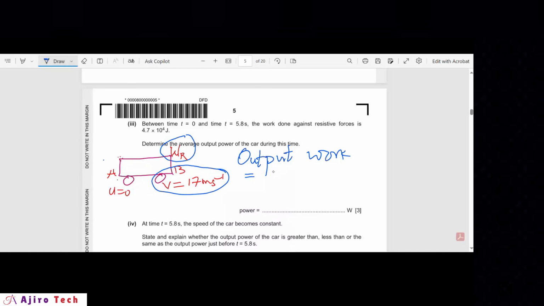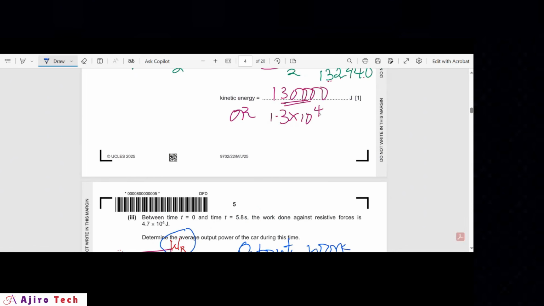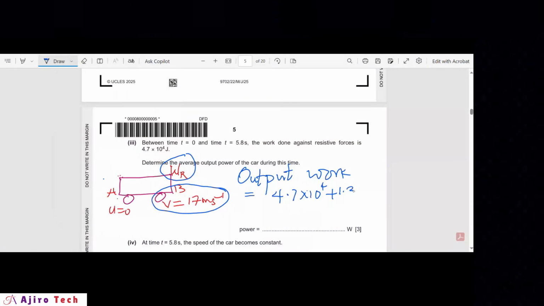So that will give me, and this is given already, 1.7 exponential 4 plus work done by kinetic energy, which has been calculated as 1, 2, 3, 4, 5, so 5 exponential 5. It's not that a must, you can leave it like that. That will give me 5 joules. So that's 1.3 exponential 5. That's just that work done.